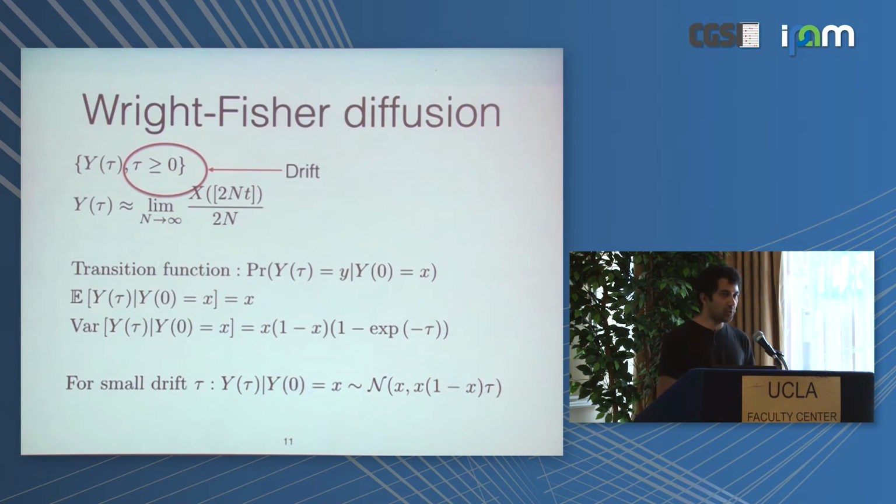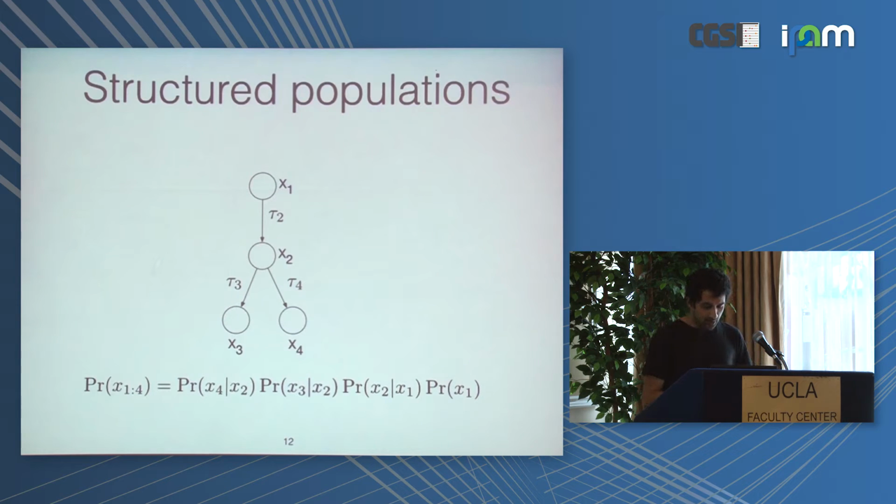All right, so this is going to be the basic building block. So this is describing what happens when a single population evolves forward in time. And now we're going to take this and try to build on it and introduce structure into the population. So here's how we're going to represent this.